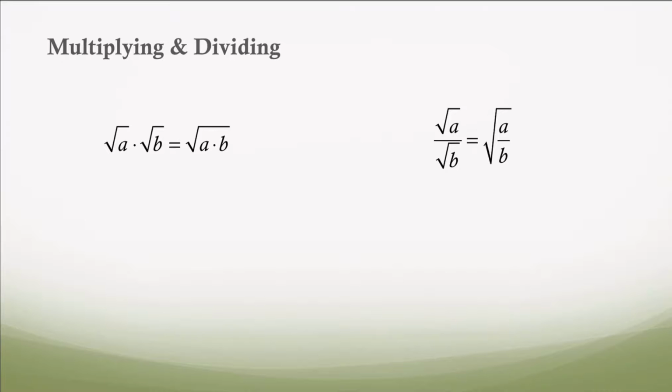Make sure when you have radicals that you have the same type of radical, meaning I can only multiply in this fashion if I have two square roots. If this happens to be a cube root, I can't do this anymore.